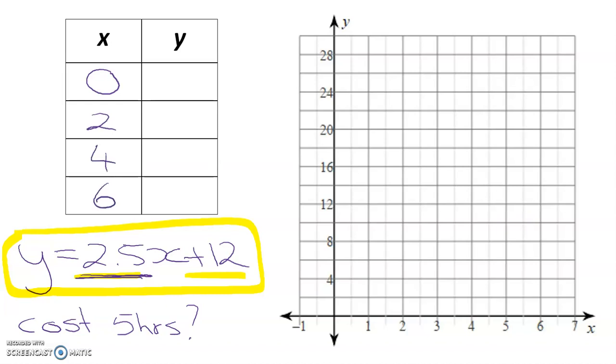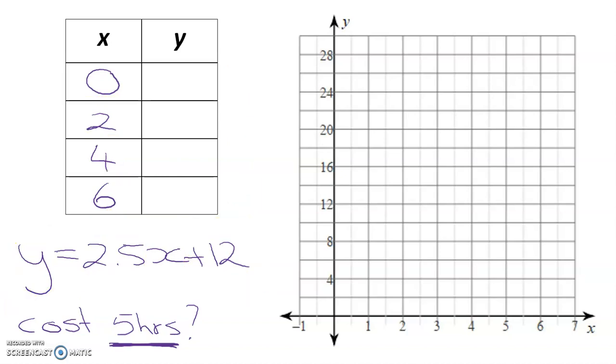Because the question says I want the cost at 5 hours, so I know if I go to 6, I've covered that amount. Now, how do I find my values for y? Well, what I need to do is substitute each value of x into my equation here. So let's do that. So y equals 2.5 times 0 plus 12. So that's going to be 0 plus 12, and that equals 12, so 12 goes here.